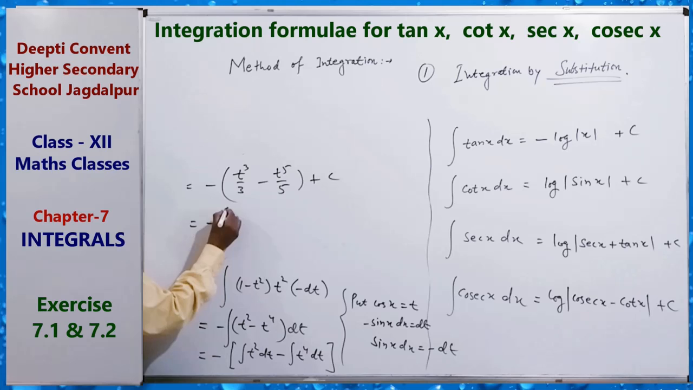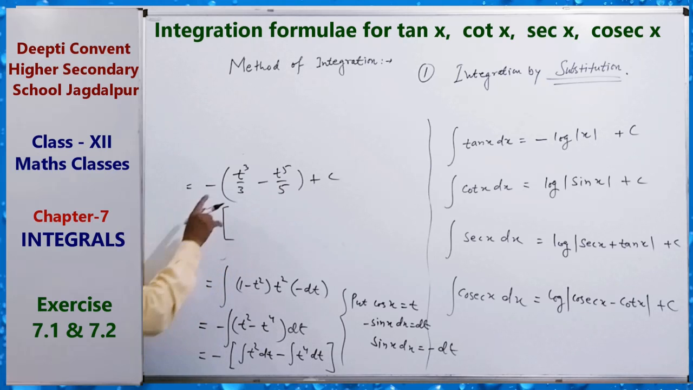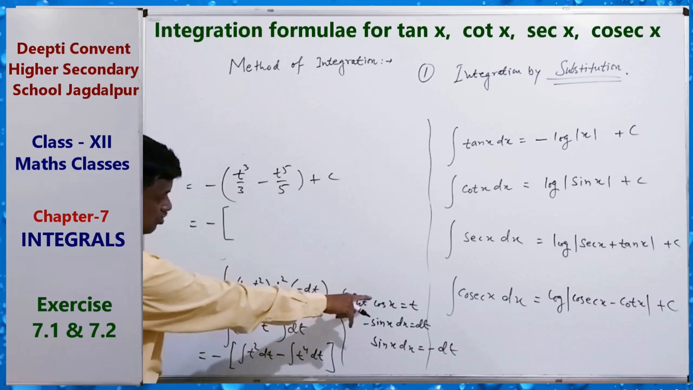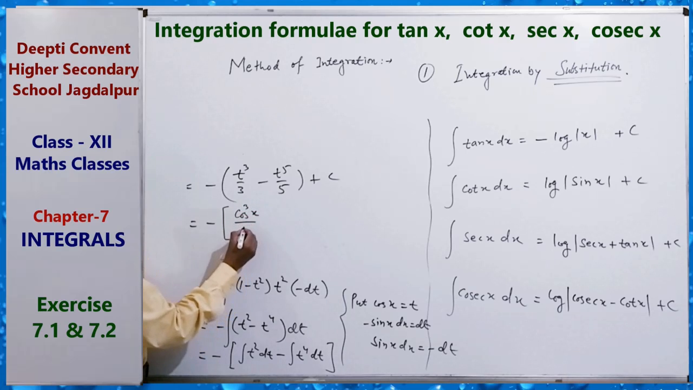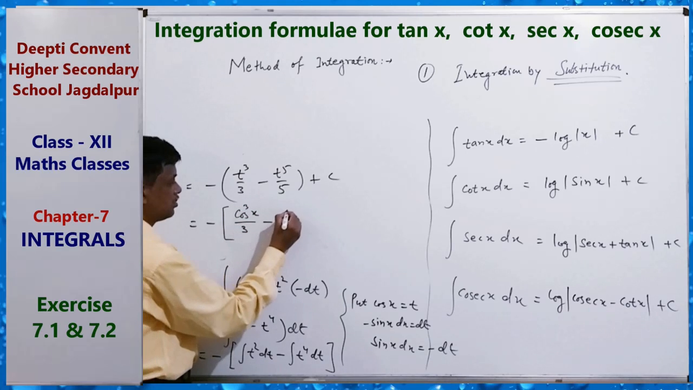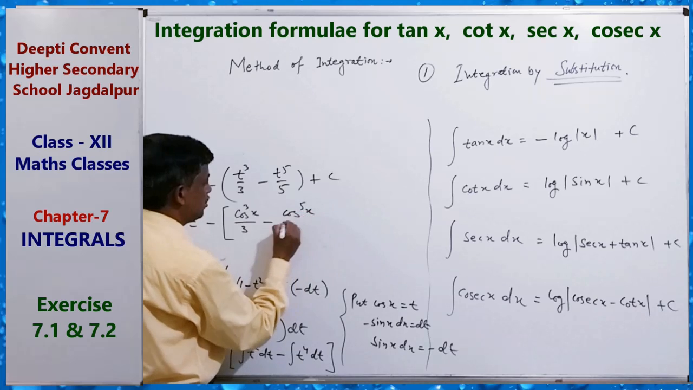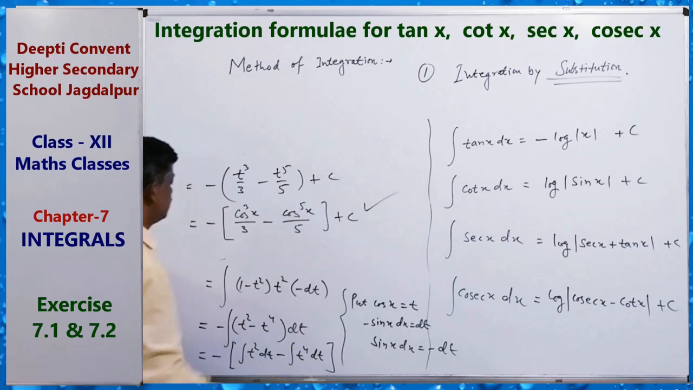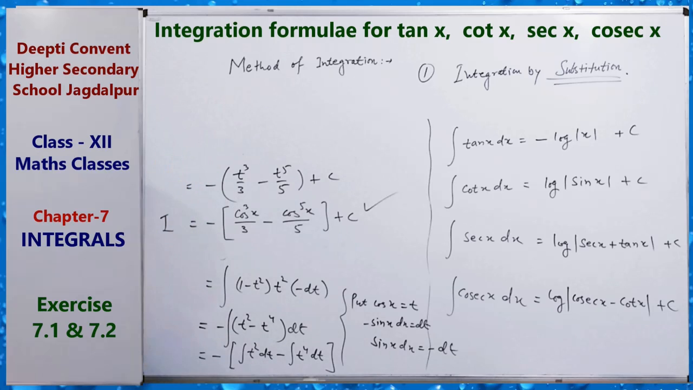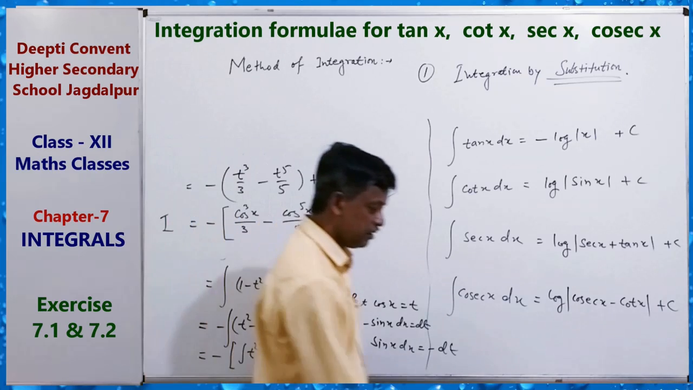Now we have to write the value of t as cos x. So cos cube x upon 3 minus cos 5x upon 5 plus c. So this is our value of the given integral. Finally this. Okay.